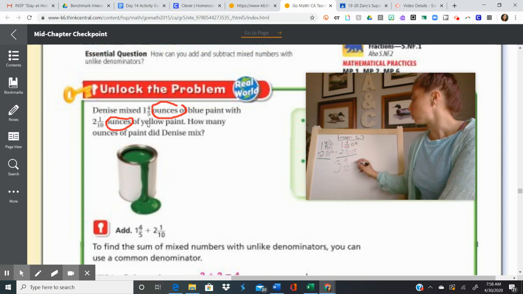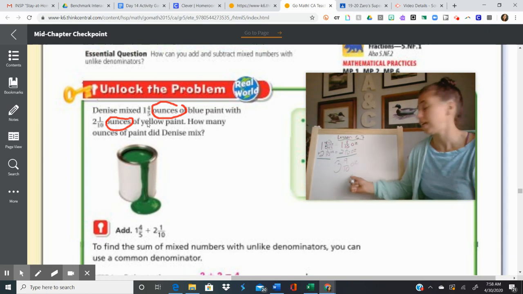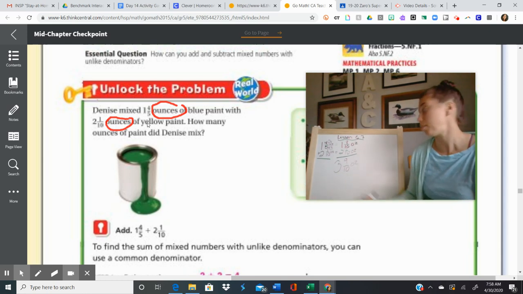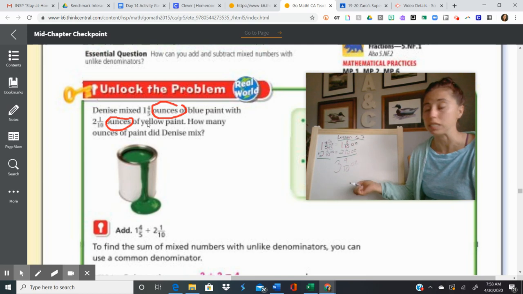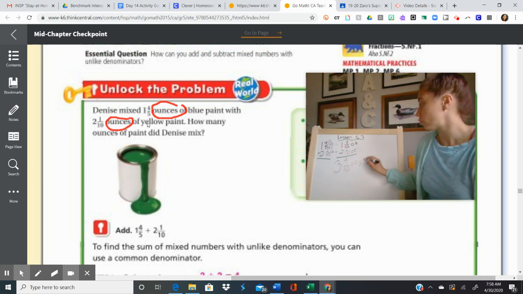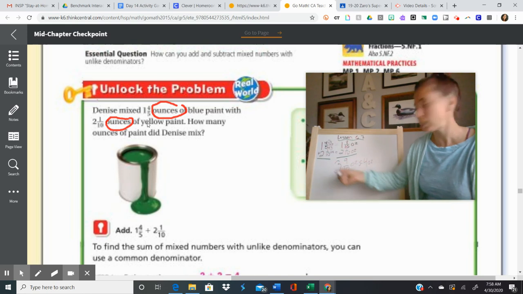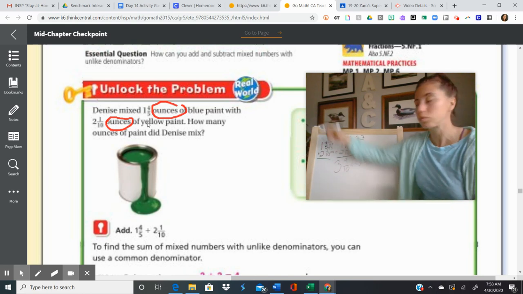And then ounces. Okay. I'm going to check to make sure my answer is reasonable. I think that Denise made 3 9/10 ounces of paint. Rounded, that's almost 4 ounces. So I'm going to make sure over here that when I was looking at my numbers, was my answer reasonable?